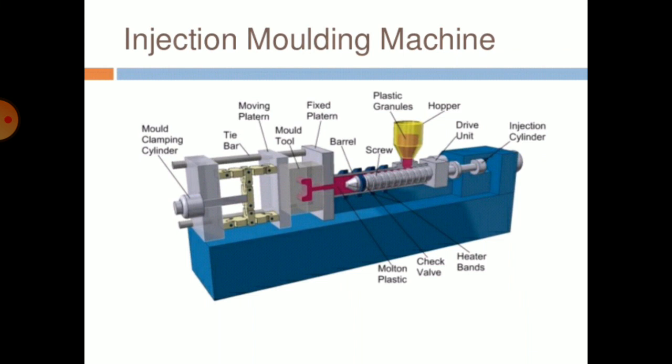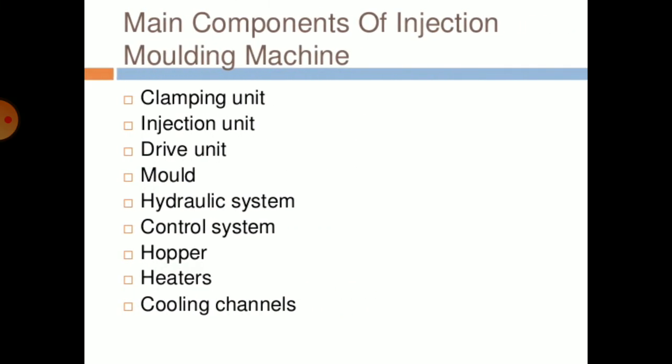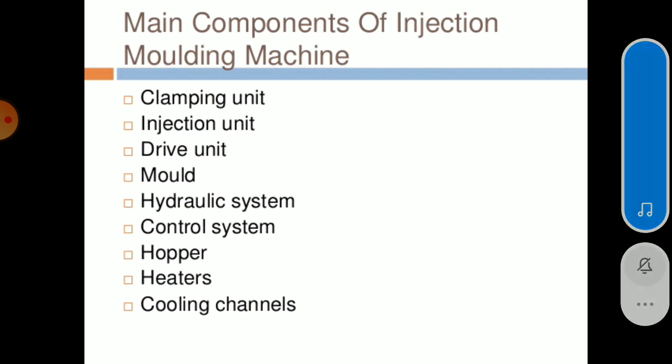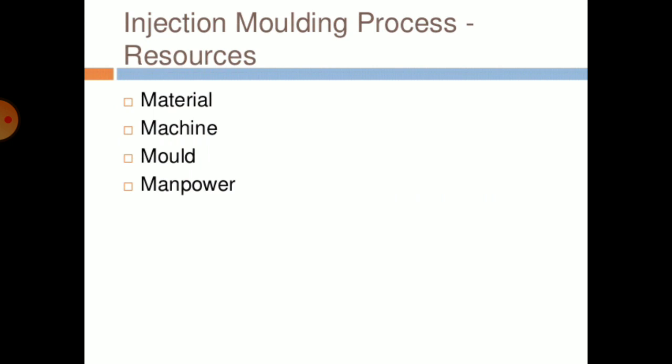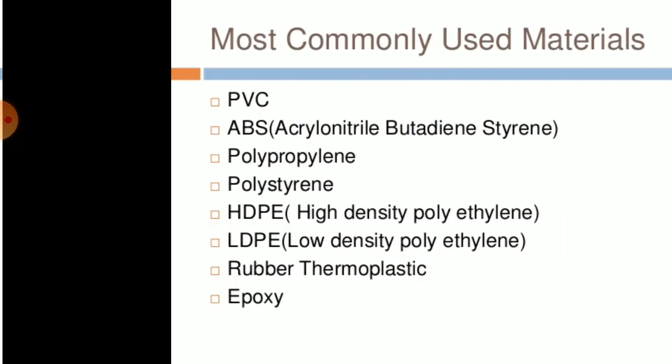This is the injection molding machine. You can see this machine and its parts. Main components of injection molding machines are clamping unit, injection unit, drive unit, mold, hydraulic system, control system, hopper, heaters, and cooling channels. Injection molding process resources are material, machine, mold, and manpower.